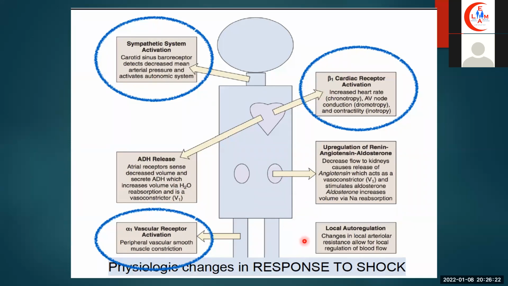Another action, which is really less important, is what we call local autoregulation. So when there is decreased blood flow, especially to the vital organs like the brain, the heart and the kidneys, the vessels will vasoconstrict in order to increase the pressure. So these are the physiological changes, and the body tries to compensate in a state of shock. But the main thing is the sympathetic activity, increased heart rate and contractility of the heart, and the vasoconstriction.